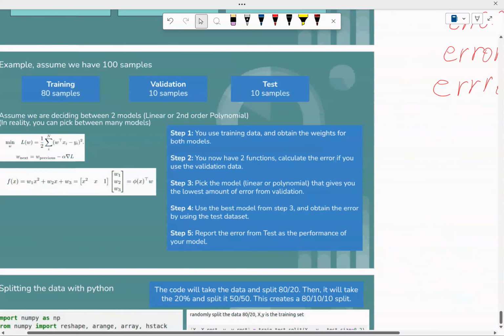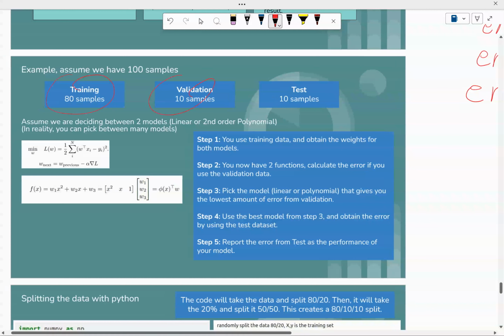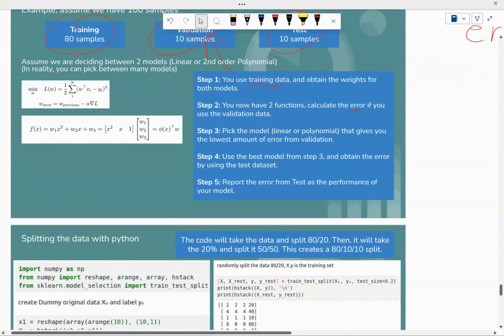Okay, so over here, I think it's a summary. Here's train, validate, test. Step one, you train the data. Step two, you calculate the error using validation. Okay, so over here is basically what I already talked about.